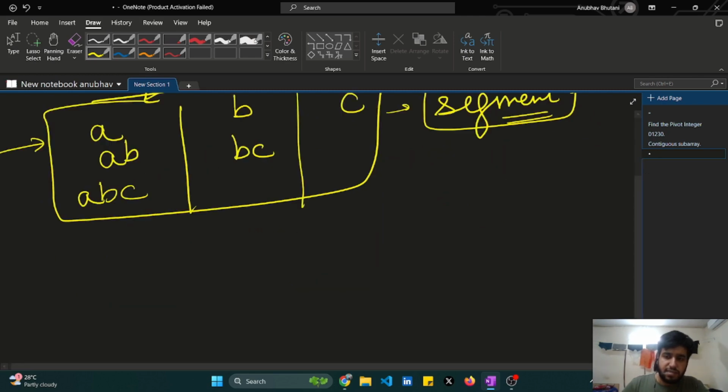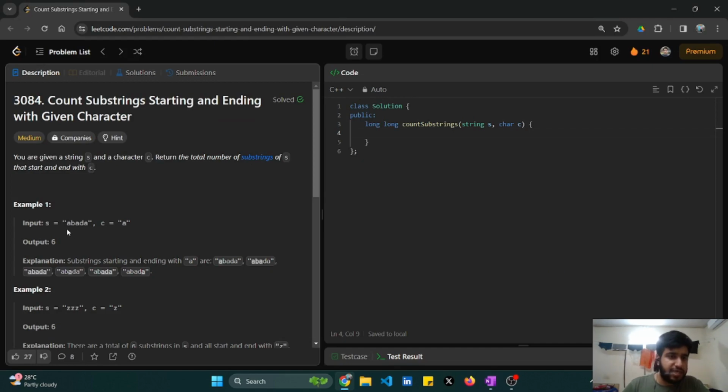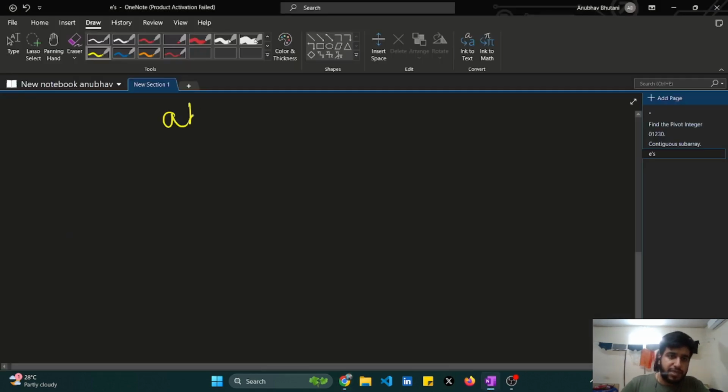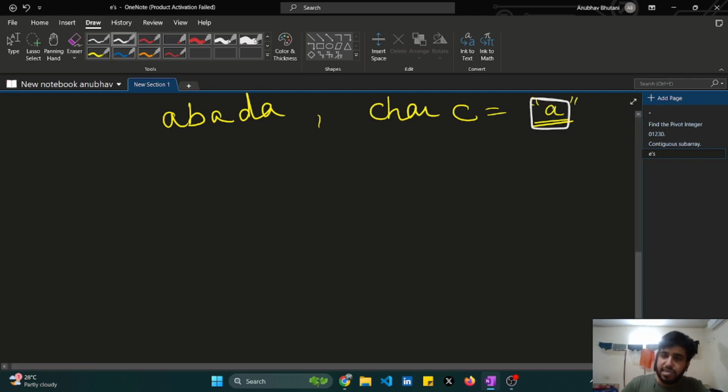So what we are given is, if I try to give you the question, A, B, A, D, A. And the character given is, character C is equal to A. So I have to get all the substrings that start and end with A. Let me analyze which of my substrings are starting and ending with A.